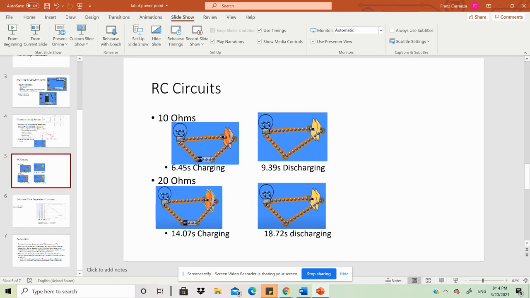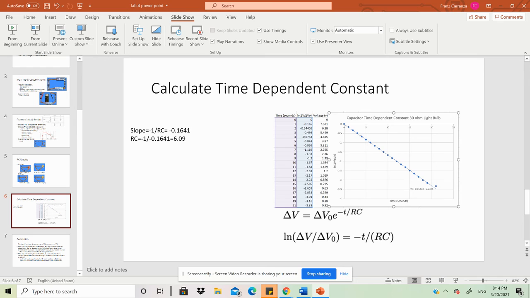The length of time the capacitor takes to charge and discharge is measured using a 10 and 20 ohm resistance light bulb. When the 10 ohm light bulb was used, the capacitor charged in 6.45 seconds and discharged in 9.39 seconds. When the 20 ohm light bulb was used, it took the capacitor 14.07 seconds to charge and 18.72 seconds to discharge. This supports the fact that the current travels slower through higher resistances.